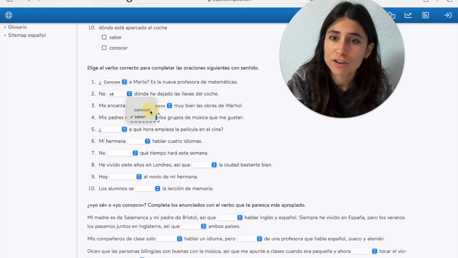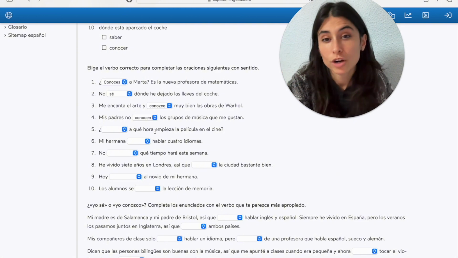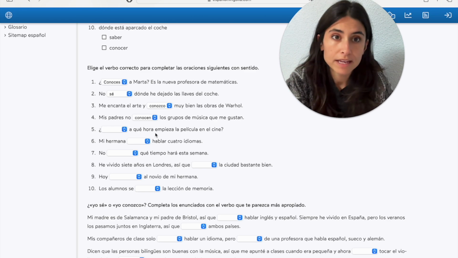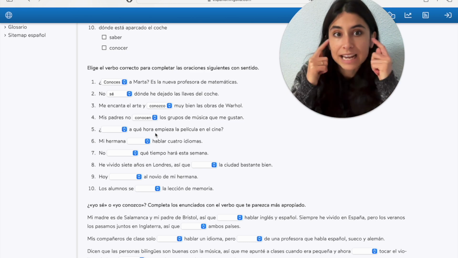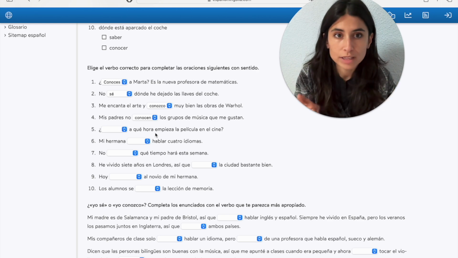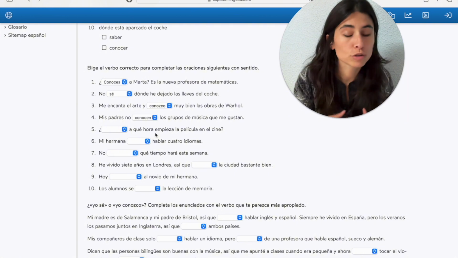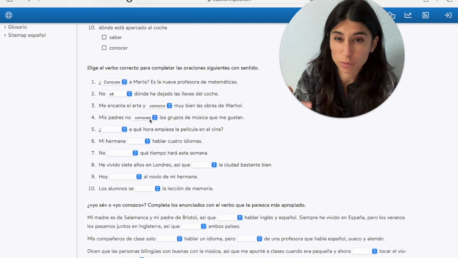This one could be either or, to be fair. Mis padres no conocen los grupos de música que me gustan. So they are not familiar with the groups, with the bands that I like. Yeah, it would be conocen. But maybe they just don't know which ones I like. You know, they intellectually never learned which ones I like, or they are not familiar with the ones I like. So it could be either or. I think here they mean conocen. They're not familiar with the groups that I like.